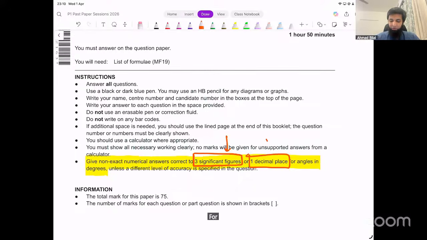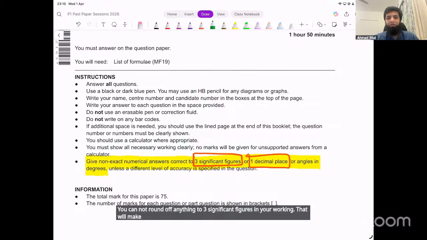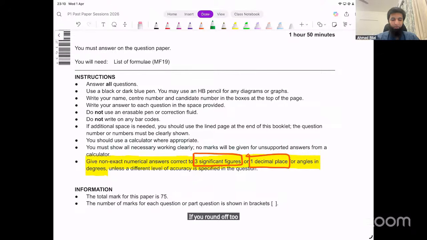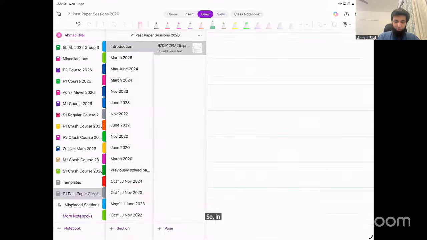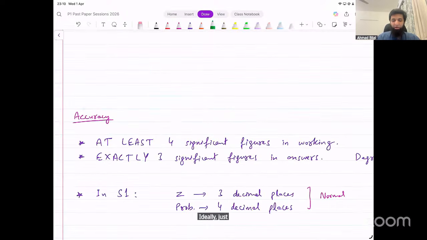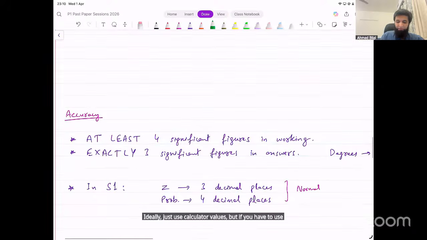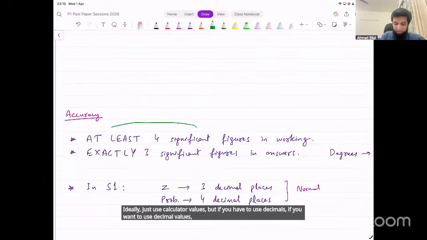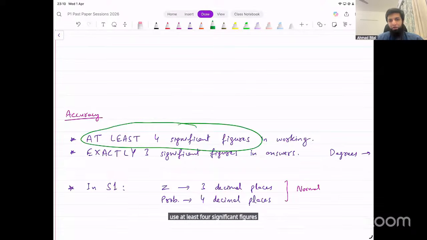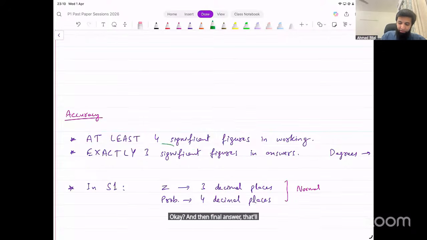Now that's for the final answer. For the final answer to be that accurate, your working needs to be more accurate than that. You cannot round off anything to 3 significant figures in your working. That will make you lose marks if you round off too early. So in your working, ideally just use calculator values, but if you want to use decimal values, use at least 4 significant figures. You can write more than that, but not less than this. And then the final answer will be 3 significant figures.